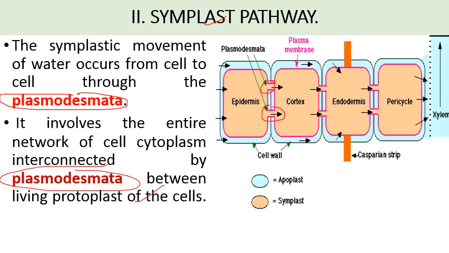So इसमें जो पानी की movement होती है that is through the cell and mainly occurs with the help of these connections which are known as plasmodesmata. So it involves the living component of the cell for water movement.